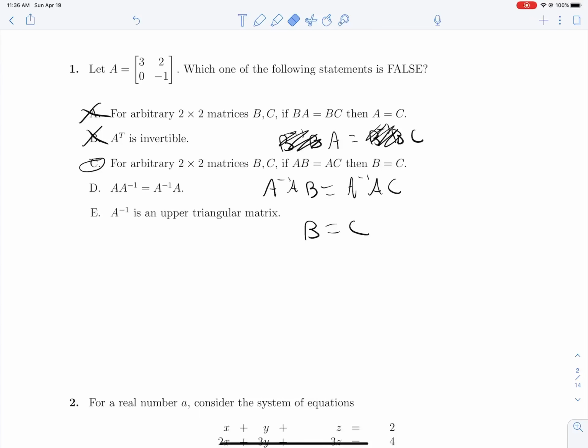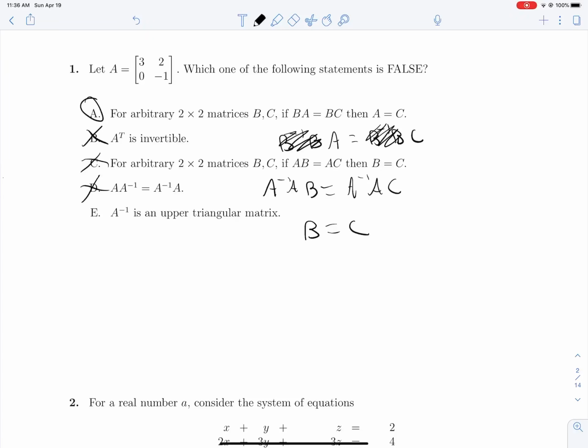Sorry. Oh, look, I've been thinking about this wrong the whole time. We're looking for the statement that is false. We already found that A is false. B is true, C is true, D is definitely true. We know that to be a true property. And also, A inverse is an upper triangular matrix. Let's quickly disprove that. Well, we know that when we take our inverse of a 2 by 2 matrix, we switch the positions.